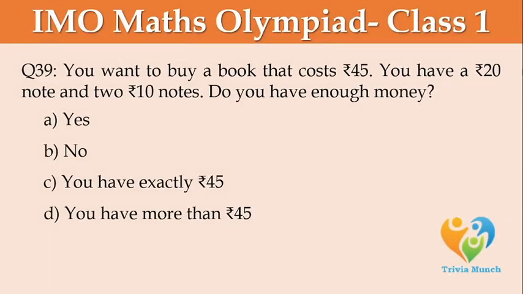You want to buy a book that costs 45 rupees. You have a 20 rupees note and two 10 rupees notes. Do you have enough money? Option A, yes. Option B, no. Option C, you have exactly 45 rupees. Option D, you have more than 45 rupees.